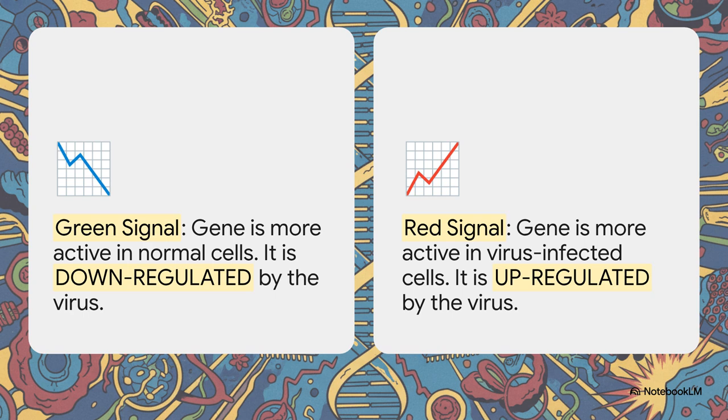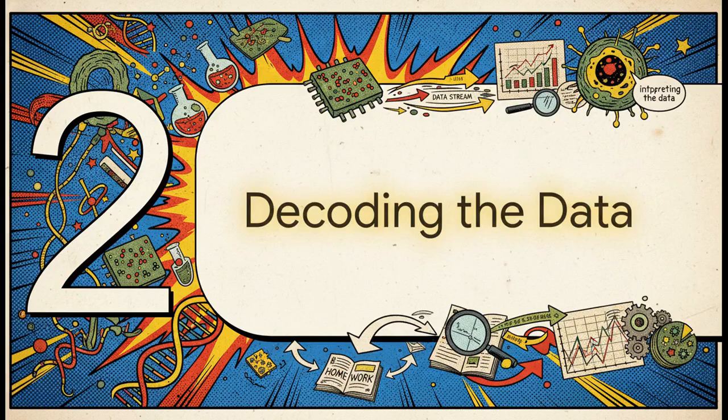And what if you see yellow? Well, what happens when you mix red and green light? You get yellow. It just means the gene is expressed about the same in both cells. So just remember, red is up, green is down. That's the main thing.